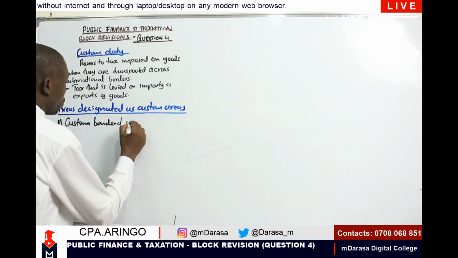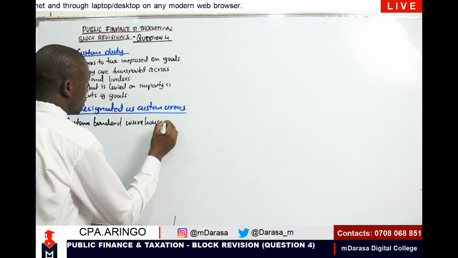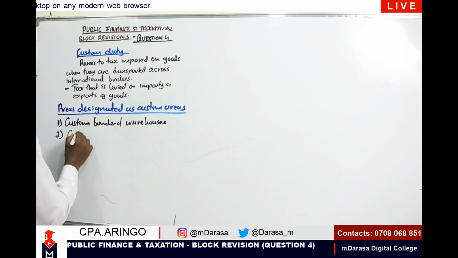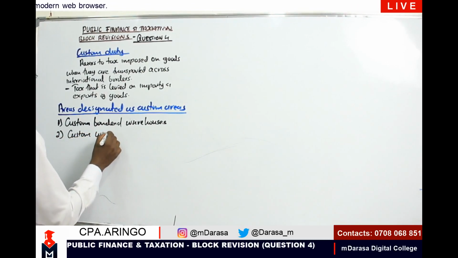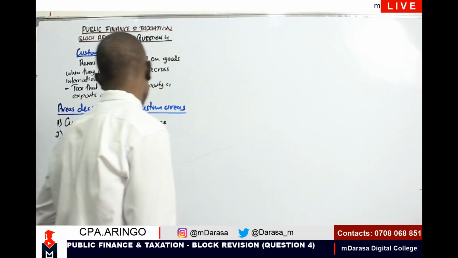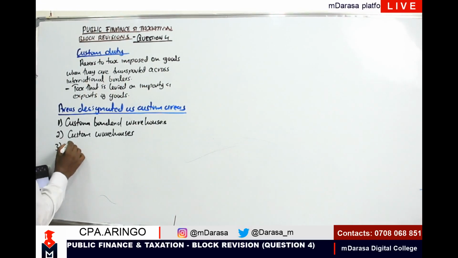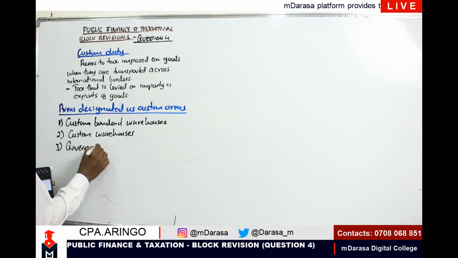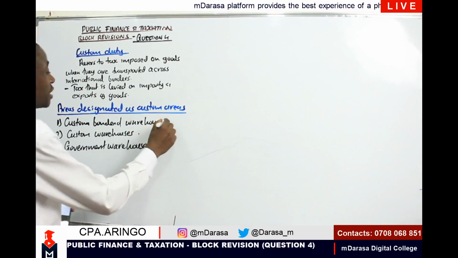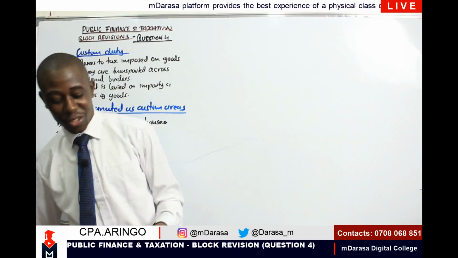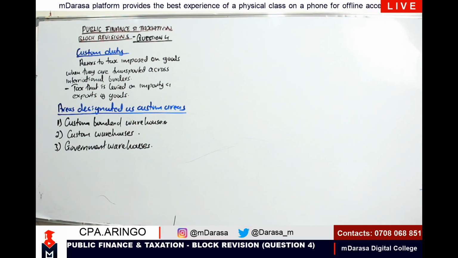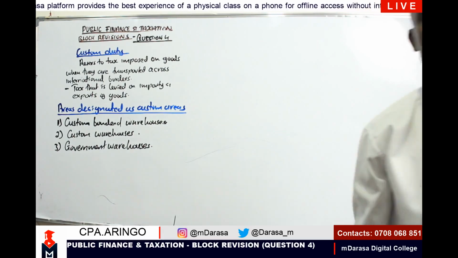Number two, my good student, we normally tend to talk about the custom warehouses. Number three, we normally tend to talk about the government warehouses. So we've just mentioned but a few. These are some of the areas that are designated as custom areas, the ones that you must always have at the back of your mind.